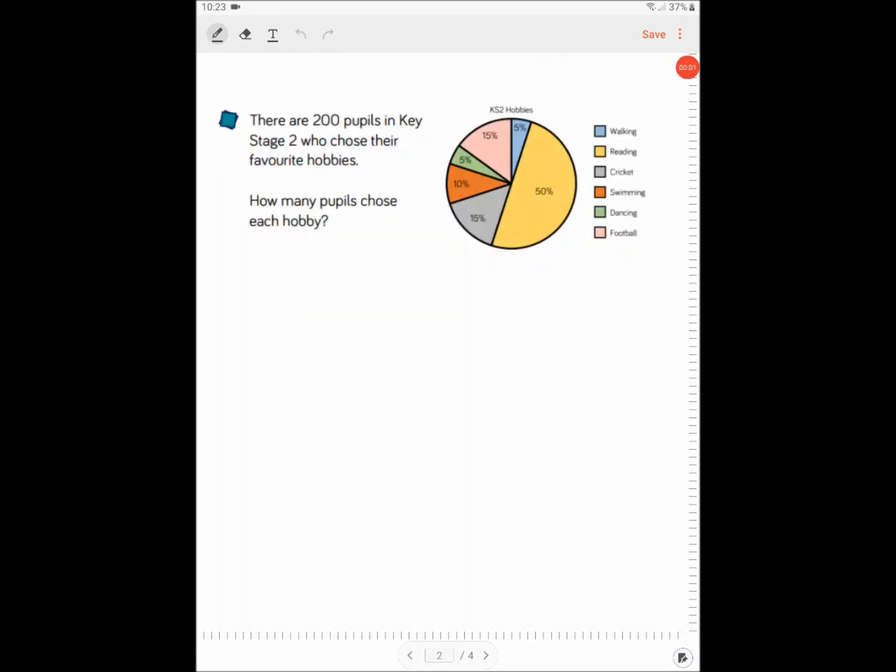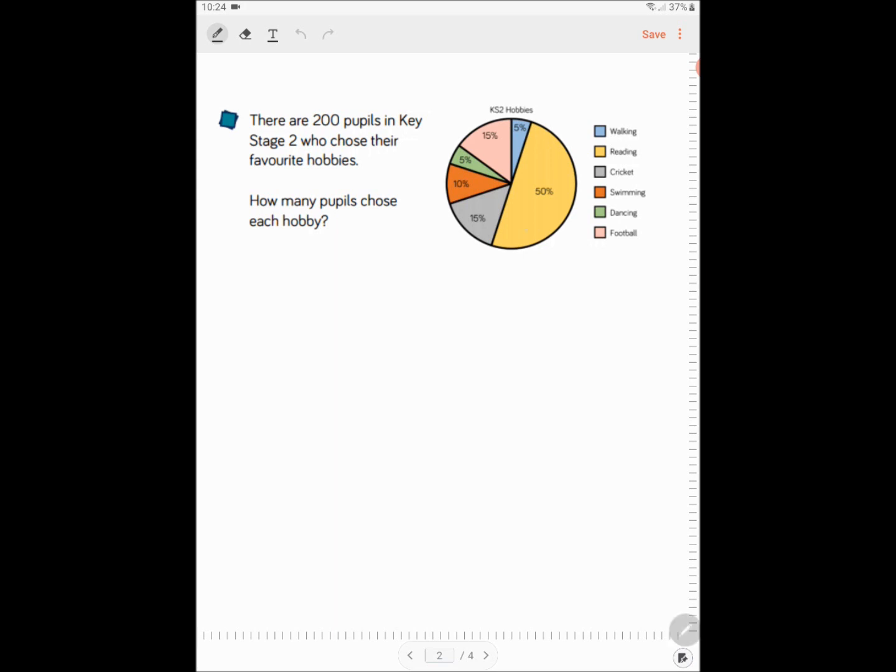Now the last problem was actually fairly straightforward because it was all based around 10%. So there was very little difficult calculating going on there. However, this one is slightly more complicated. We've got more people to start off with, but actually we've got multiples of 5% going on here instead. Now it says there are 200 pupils, excuse me, in Key Stage 2 who chose their favourite hobbies. How many pupils chose each hobby?